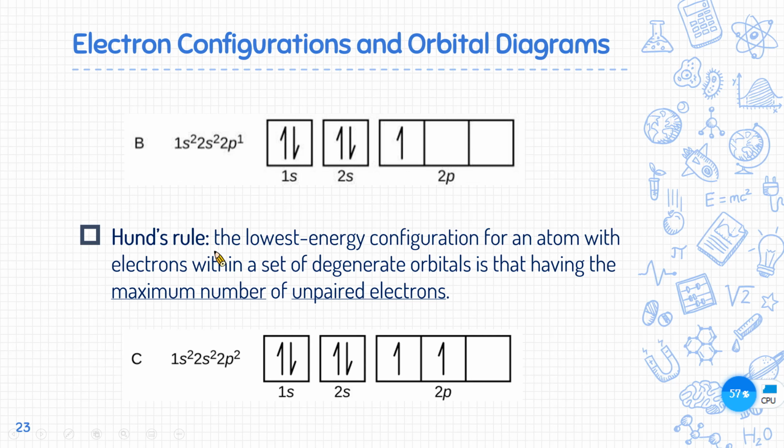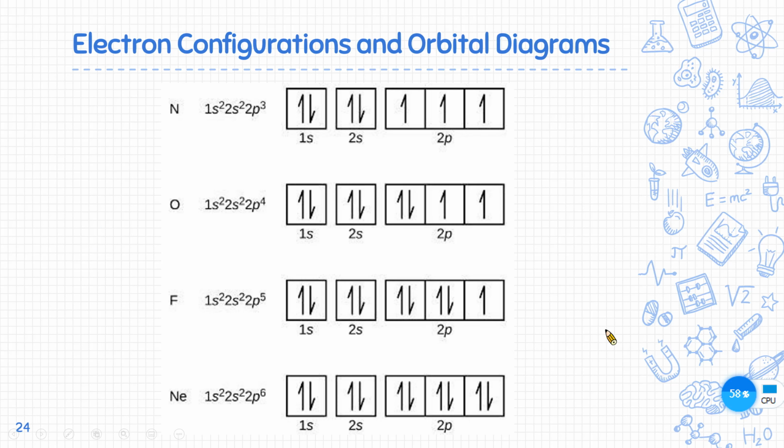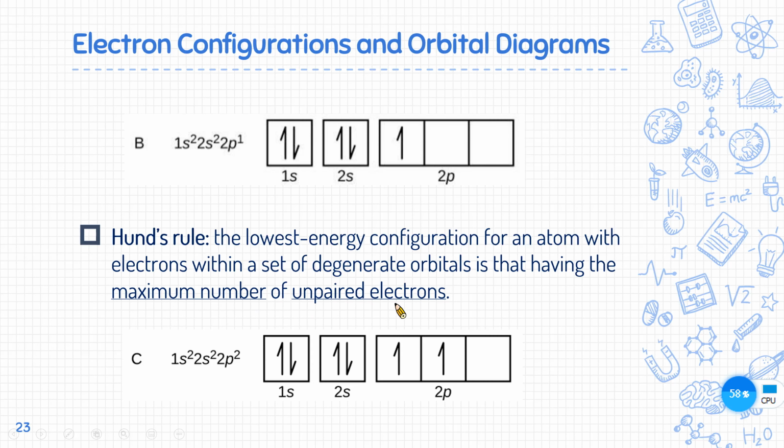What is Hund's rule? Hund's rule says the lowest energy configuration for an atom with electrons within a set of degenerate orbitals is that having the maximum number of unpaired electrons. For example, from boron to carbon, instead of putting the electron here, put the electron here, and put your unpaired first. Maximum number of unpaired electrons. Here, 2 unpaired electrons.